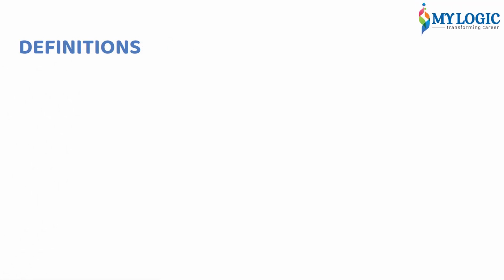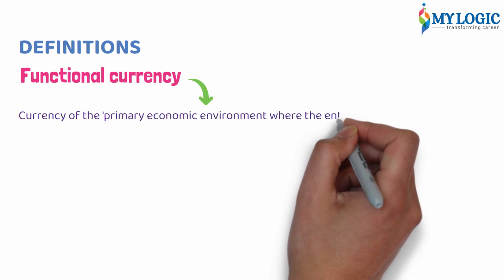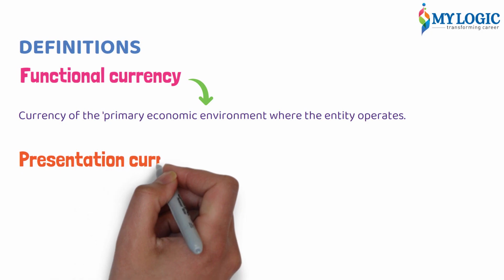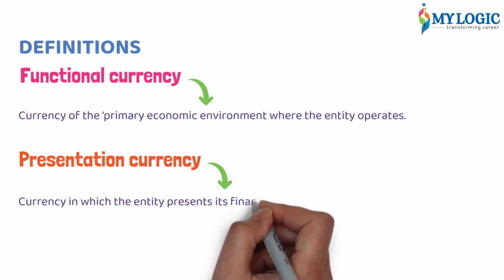Definitions. Functional currency is the currency of the primary economic environment where the entity operates. Presentation currency is the currency in which the entity presents its financial statements.